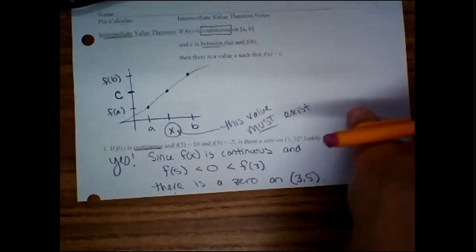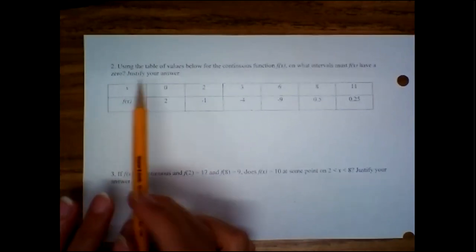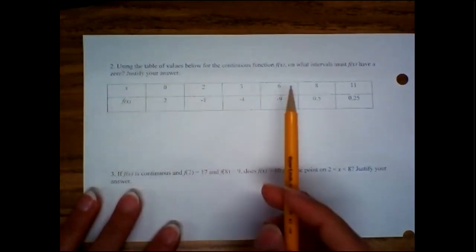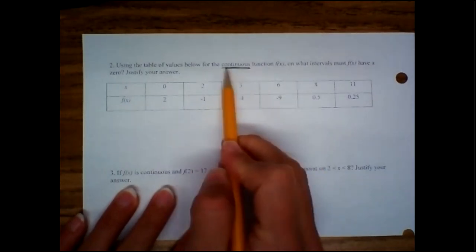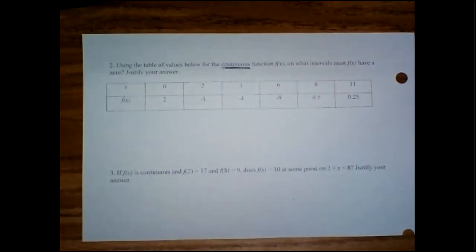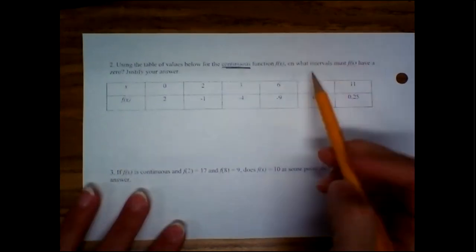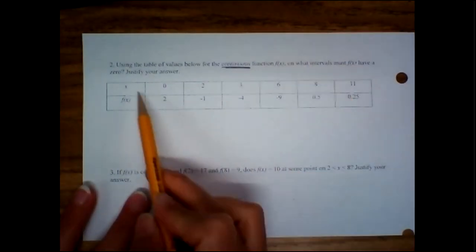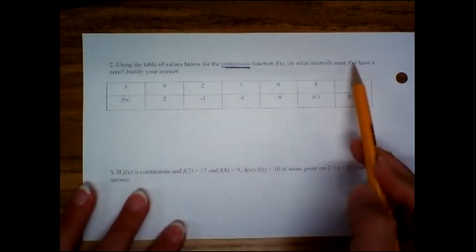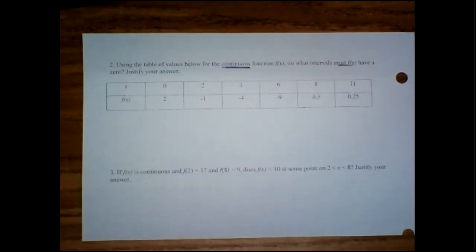Let's try it again. Looking at number 2. Now this one's given as a table instead of a function. Use the table of values below for the continuous function. Again, if that's not written on the paper, you can't do the problem. And I'm going to show you Delta Math. We'll do a few problems together. Some of them don't say continuous, and what you select is that we can't do the problem. So if it doesn't say continuous, you can't do the problem. On what intervals, and those are going to be your x values, must there be a 0? Justify your answer.